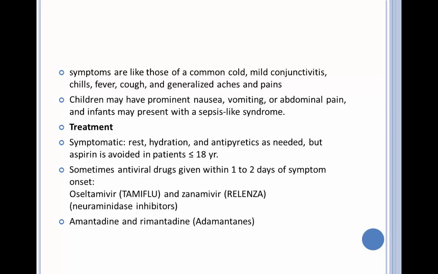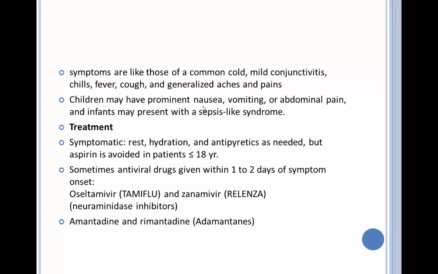Most likely it subsides by itself, so it's self-limiting. Children may present with nausea, vomiting, and abdominal pain, and even with sepsis in young infants. Complications could range from pneumonia to encephalitis and even myocarditis. So you have to be very attentive to worsening cough or bloody productive sputum, or worsening of dyspnea and even rales. That is a sign of pneumonia.